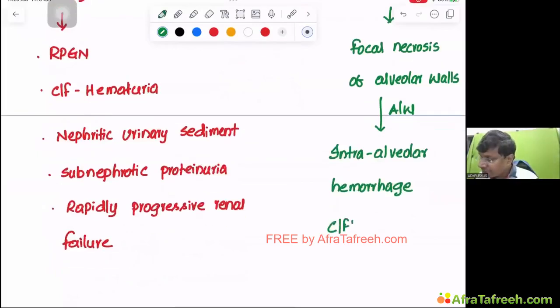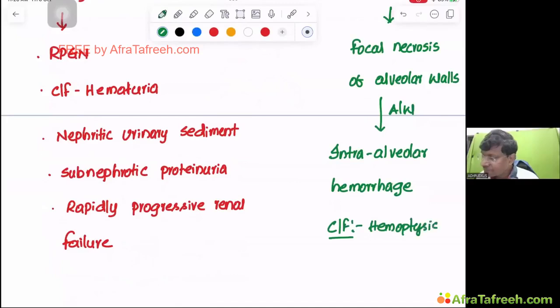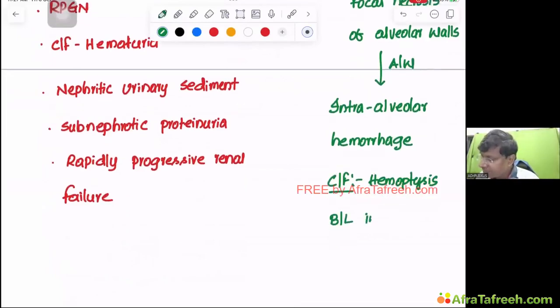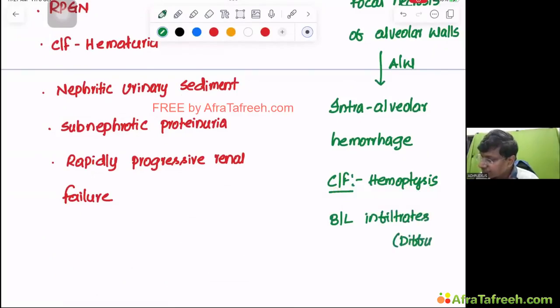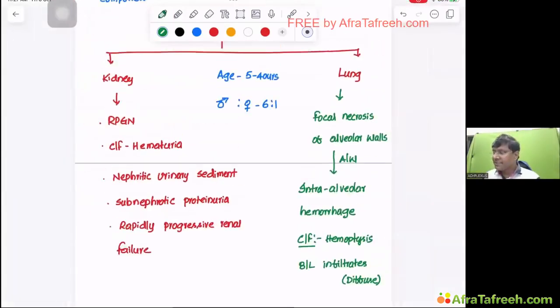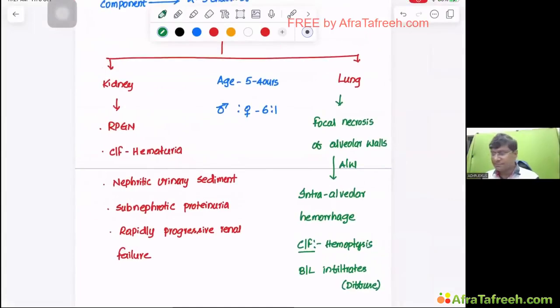Now, what will be the clinical features because of the intraalveolar hemorrhage? That will be hemoptysis, right? And what will the lung show? The lung shows bilateral infiltrates, and these are diffuse. Diffuse bilateral infiltrates will be there within the lung, whereas in the kidney, it is in the form of rapidly progressive renal failure, right?